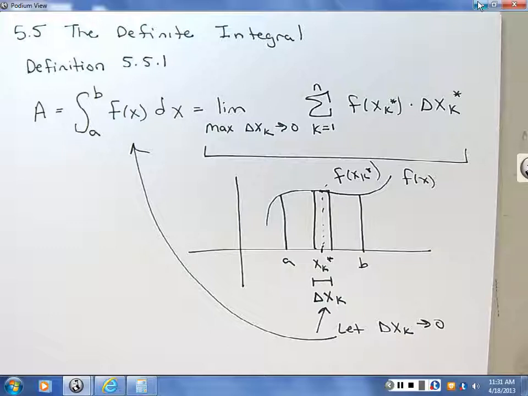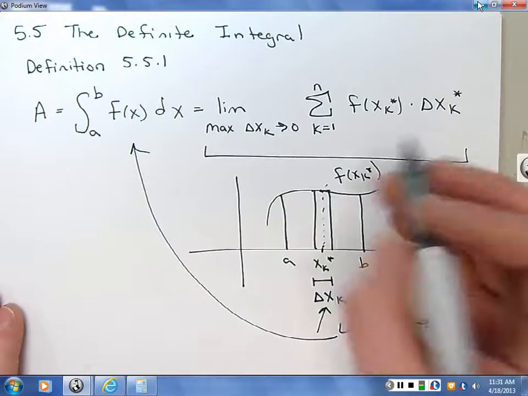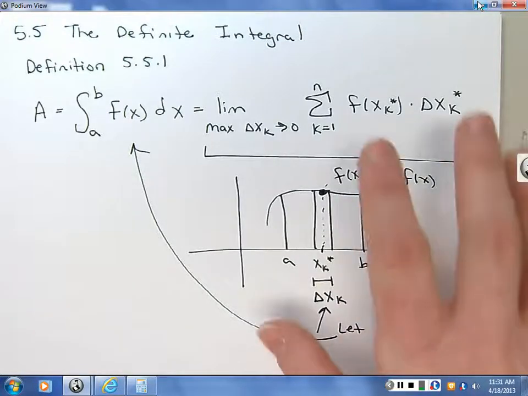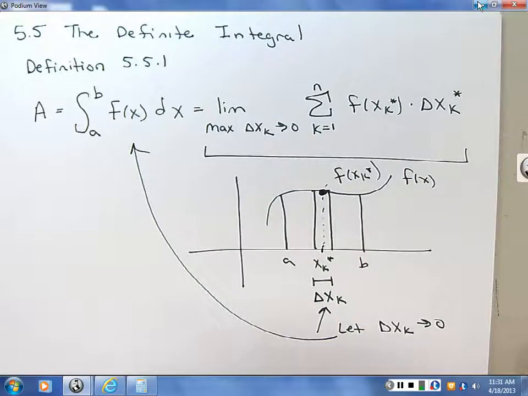That's the starting point. It could be a left endpoint, a right endpoint, or a midpoint. It's just the height of the rectangle, depending on whether I'm doing a right endpoint, left endpoint, or midpoint approximation. We don't want to focus too much on getting into that because it's very cumbersome algebraically.